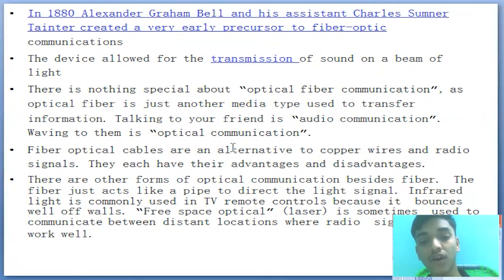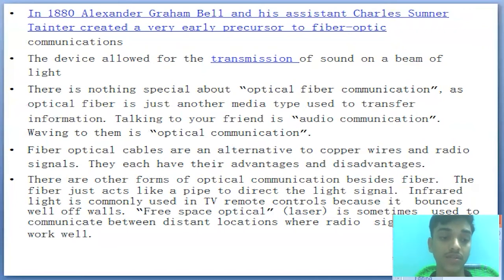There are other forms of optical communication besides fiber. The fiber is just like a pipe to direct the light signal. Infrared light is commonly used in a TV remote control, optically transmitted to the TV, and it bounces well off walls. Free space optical laser is sometimes used to communicate between distant locations where radio signals don't work well. This is also one of the important aspects from before optical fiber communication started.